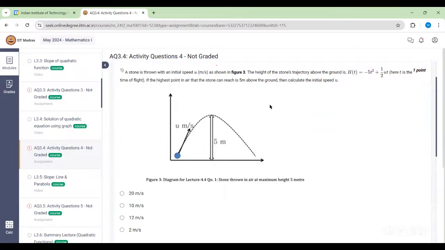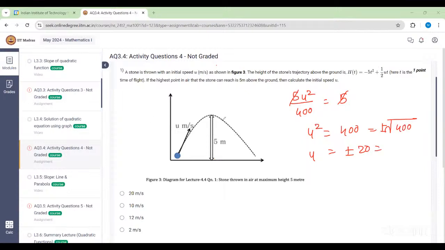Sorry, what? u by 20 plus 5u square by 400 equal to 5? See, 5 of u square by 400 is equal to 5, so we can cancel out 5. It means u square is equal to 400, so that means u is equal to plus minus 20, because the root of 400 is 20. When we add u by 20 and take the LCM of both, which is 400, then it becomes 20u.